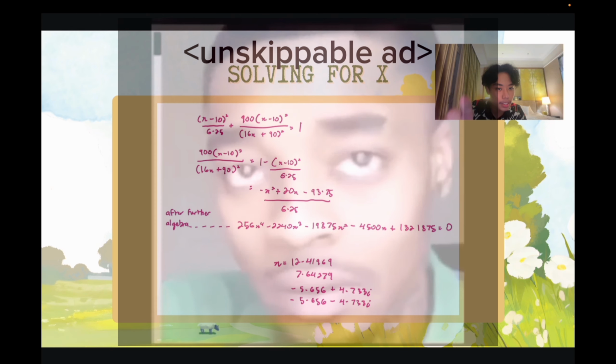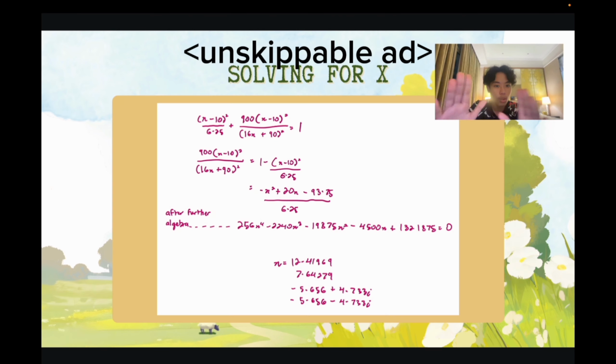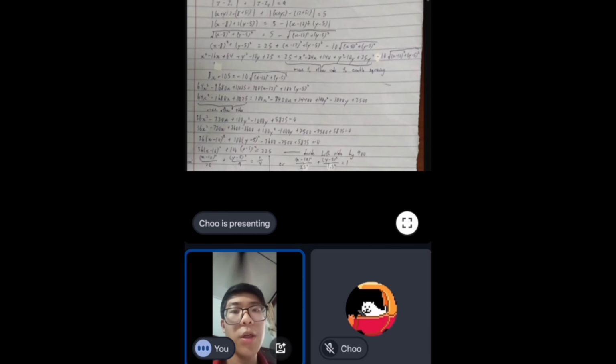See, y equals something. And now that I got y equals something, I substituted it back into the original formula. And we got this long algebraic equation for x. From there, we got 4 values of x. But 2 of those solutions exist in the imaginary plane, so we only accept 2. We have one, x equals 12 something, and the other, x equals 7. From there, we can see one is z max and the other is z min. That's all.